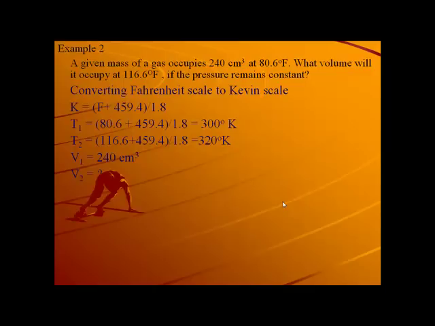As the pressure remains constant, use the Charles law. V1 by T1 is equal to V2 by T2, or V2 is equal to V1 T2 by T1. Substituting these numbers in the equation, we get V2 is equal to 256 centimeter cube.